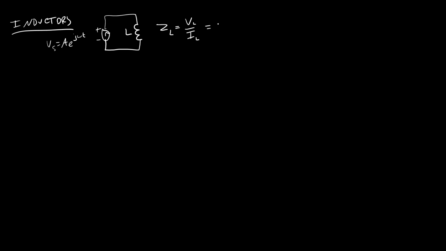We can substitute in our voltage source, Ae to the j omega t. We are now going to need our inductor equation. We know that the voltage across an inductor is equal to L di/dt. So we can take the integral and write that the current through the inductor is equal to 1 over L integral of the voltage, and go ahead and plug that in here.